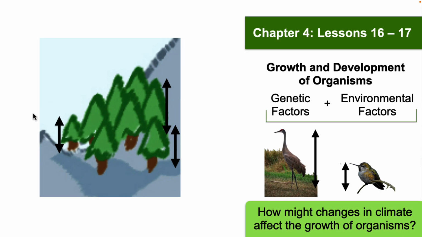Creatures come in all sizes, great and small, and in Chapter 4, we wonder what affects the size of organisms, including genetic traits and environmental factors. We'll build on what we learned earlier in the unit about reproduction and genetics, and then we'll ponder how these environmental factors will shift with the climate.